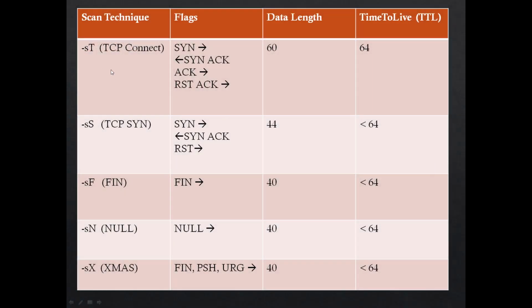Here we can see some scan techniques, the flag exchanges, data length, that is basically the packet size, and time to live. We see that TCP connect scan has a packet length of 60, SYN scan 44, FIN, NULL and XMAS scan all have equal packet lengths, that is 40. So the network administrator now knows that FIN, NULL and XMAS scans have equal packet sizes. So he blocks all packets with the size of 40.